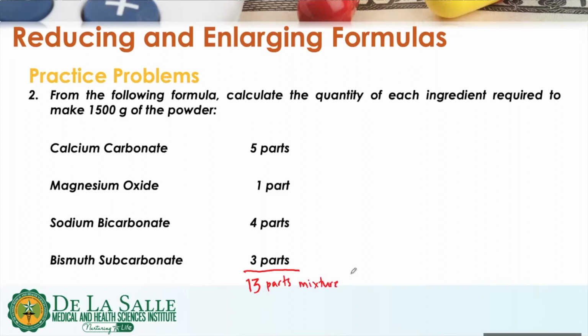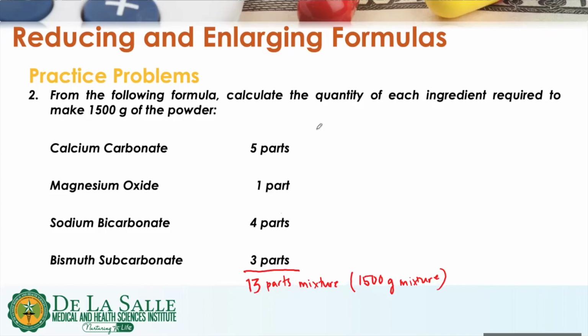Because we would like to prepare 1,500 grams of the powder, which is also our mixture, we can say that 1,500 grams of the mixture represent 13 parts of the mixture. We can perform either ratio and proportion or dimensional analysis to get the amount of each of these ingredients. What we will do is simply dimensional analysis.